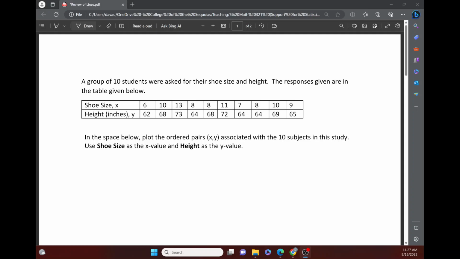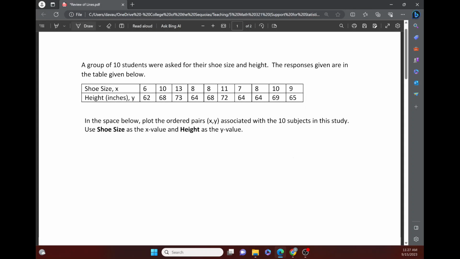Okay, so I want to review a little bit about how lines work, because we're going to be talking about things like linear correlation in the stats course. And so it's helpful to review a little bit about how lines work. So here we have an example.